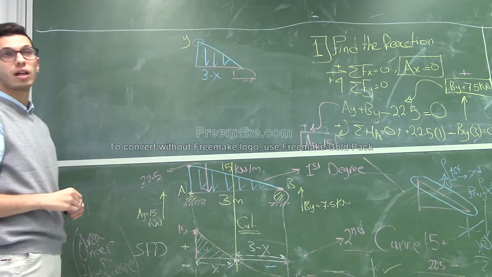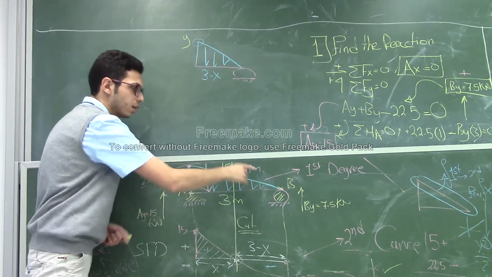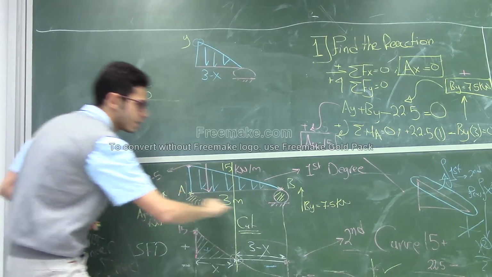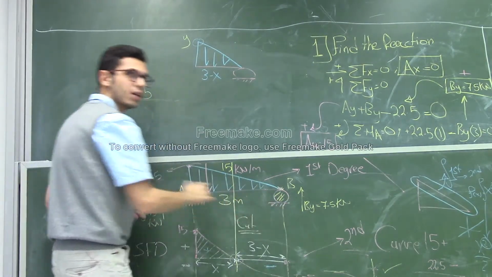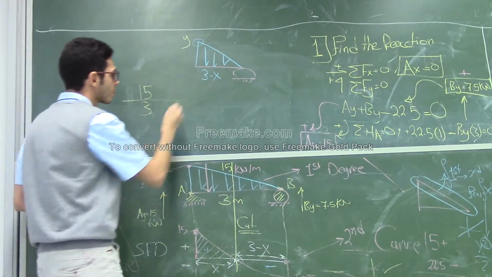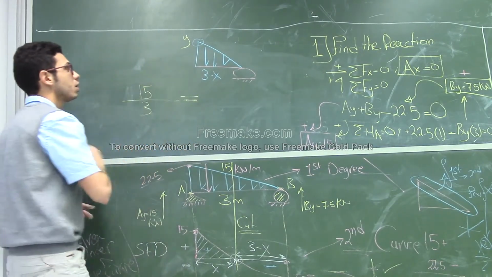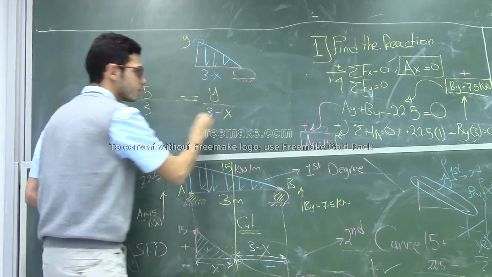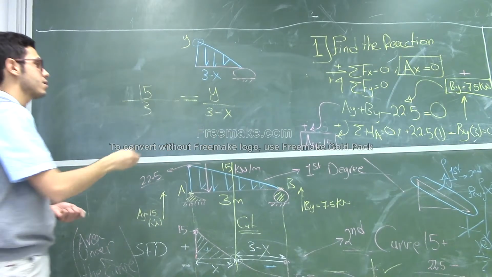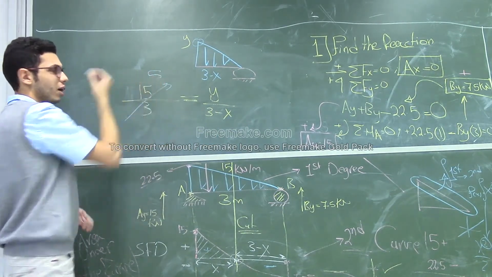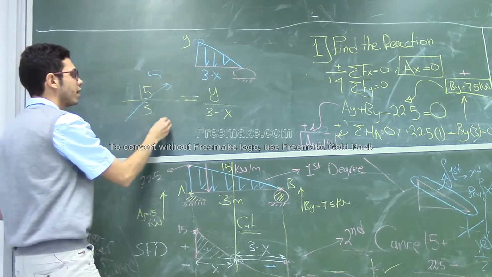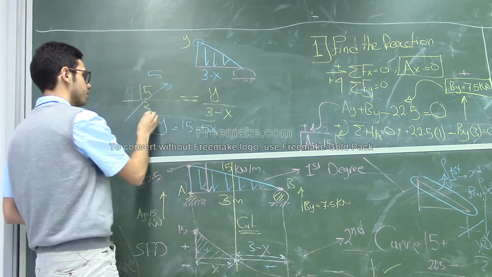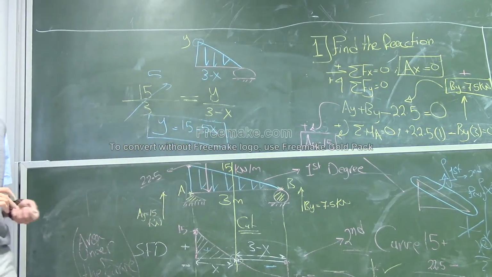From the similarity of triangles, we can say that for this triangle the value was 15, and the whole distance for this triangle was 3 meters. This is equal to y divided by 3 minus x. And this gives us 15 over 3, which is 5. So y is 15 minus 5x. This is the value for y, right?